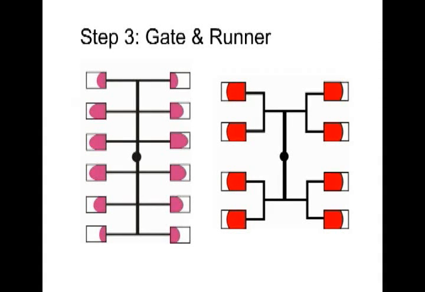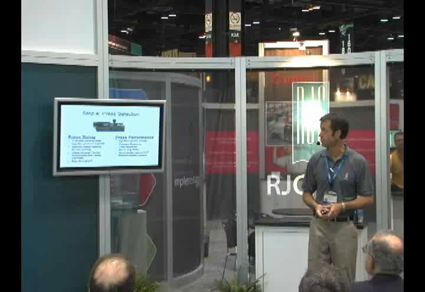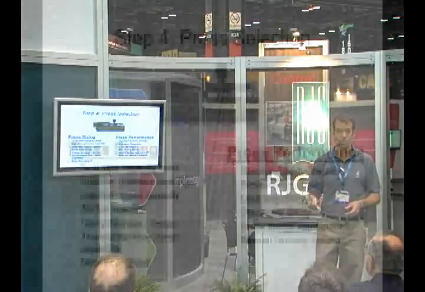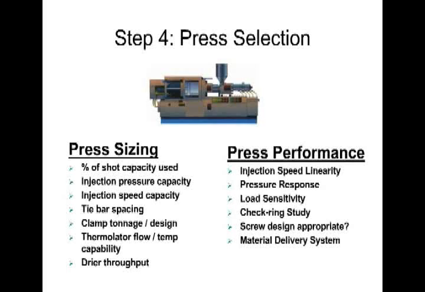One example, in runner balance, we need to make sure that we have a balanced design. The design on the left is an inherently imbalanced configuration. We don't want to have to process around that later on. So balance is a key and critical step of this IQ phase. Press selection is another example, a very critical part of the IQ, making sure that we have the shot capacity we need, that we have the pressure we need, understanding the machine's capability for speed linearity.